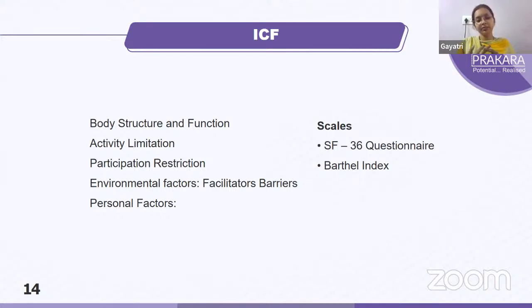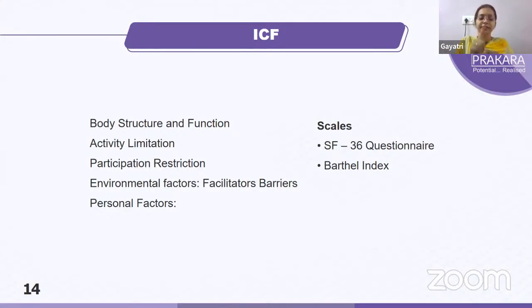Barthel Index, 8 items: grooming, hygiene, bowel and bladder. Again, bowel and bladder I have missed. Bowel and bladder training also you will have to incorporate before your gait and balance. What is the bowel output, bladder output? What is the restriction in the bowel? If there's a constipation, if there's loose motions or diarrhea, you have to mention those.